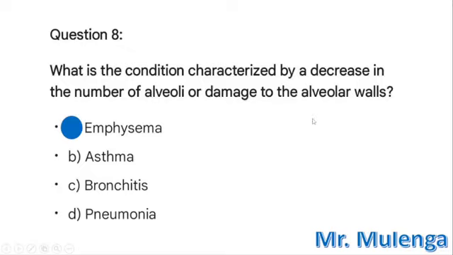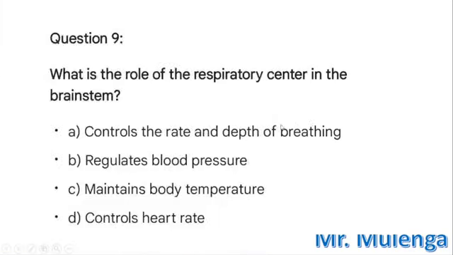We now move on to our next question. So here is our question 9. The question reads, what is the role of the respiratory center in the brain? A, controls the rate and depth of breathing. B, regulates blood pressure. C, maintains body temperature. D, controls heart rate. The role of the respiratory center in the brain is just to control the rate and depth of breathing. So our correct answer here is A.